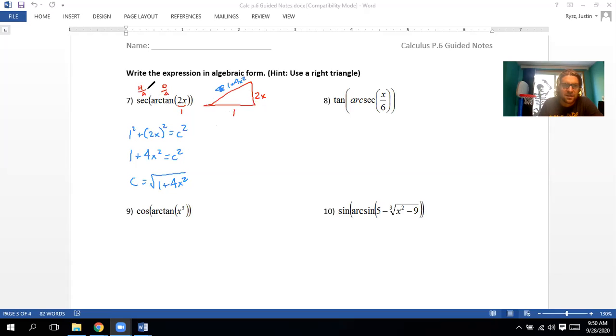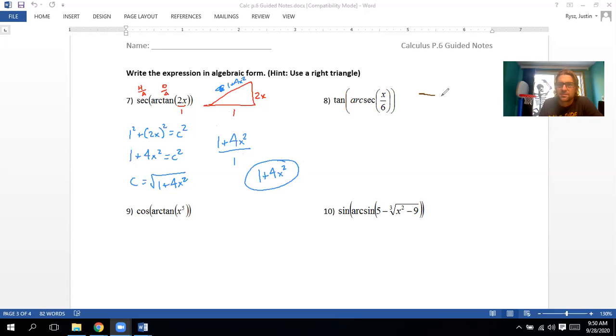Now when I set up my secant, I can just say that this is the square root of 1 plus 4x squared, the hypotenuse, over the adjacent, which is 1. So the answer for this would just be the square root of 1 plus 4x squared. Okay, we'll keep doing these, more practice. These are things that you might not have gone over, and so we'll just do a couple more.